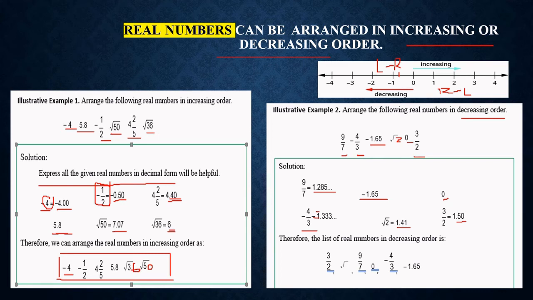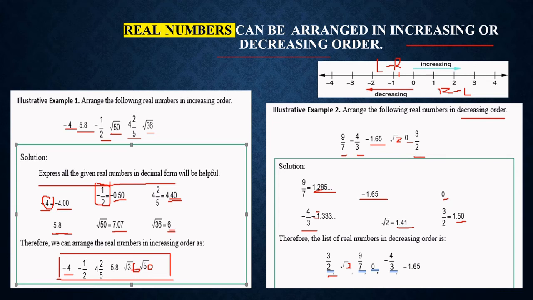Okay? So, since this is decreasing order, so mauuna muna yung mga positive. Tandaan, mas malayo sa 0 kapag positive, mas malaki ang value. So, alin ang dapat mauna? We have 1.5. That is 3 over 2. Next is 1.4. That is square root of 2. Next is 1.2. That is 9 over 7.